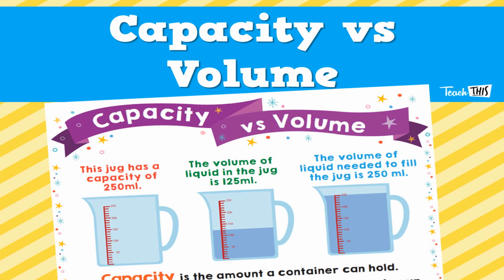Okay. And here you understand that the volume of liquid needed to fill the jug is 250 ml. So capacity is 250 ml and you can fill it up to 250 ml, and that would become the volume of that particular liquid. So capacity is the amount a container can hold, and volume is the amount of liquid present in that particular container.